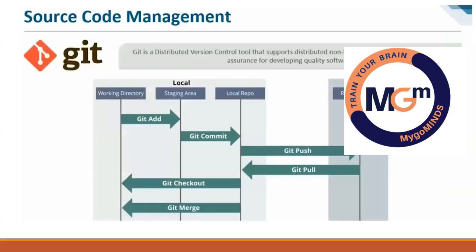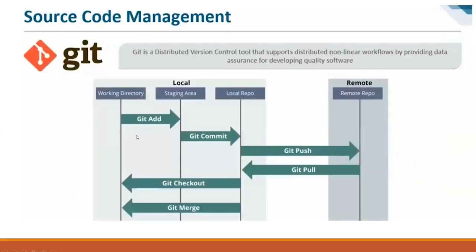So this is Git, guys. This is the working directory. Whatever code you write here, first push it to the staging area, then to the local repository. By using git add and git commit, we can add the files to your local repository. Then from the local repository, we can push the code to the remote repository. So our code will be available in both the local repository and remote repositories.